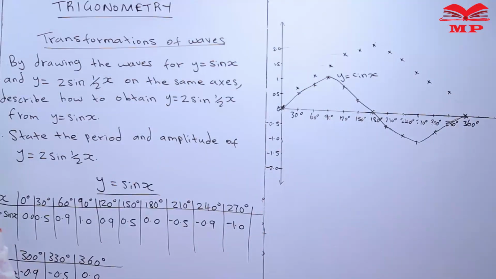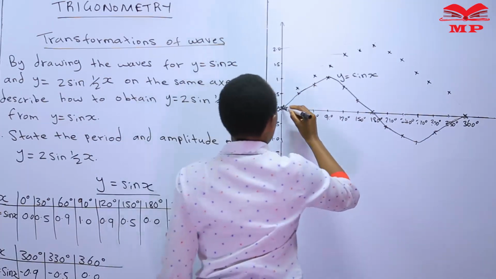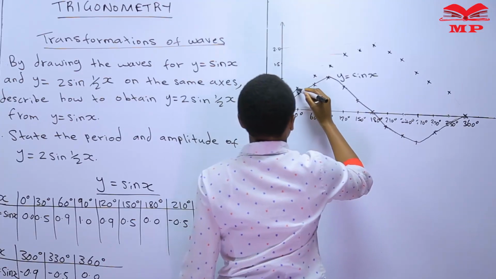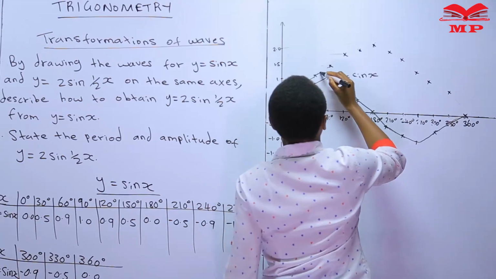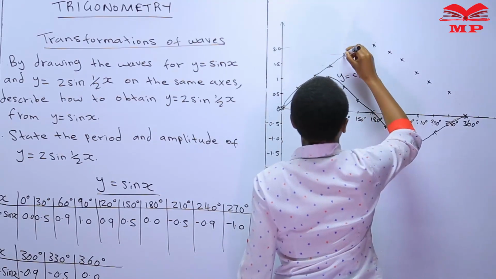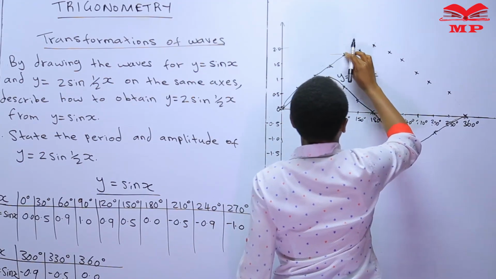So again, we come and plot that curve, whereby we are going to have it this way. Plot the curve smoothly.